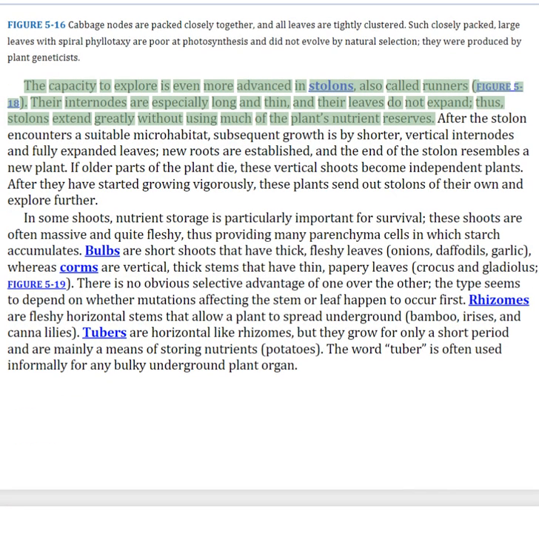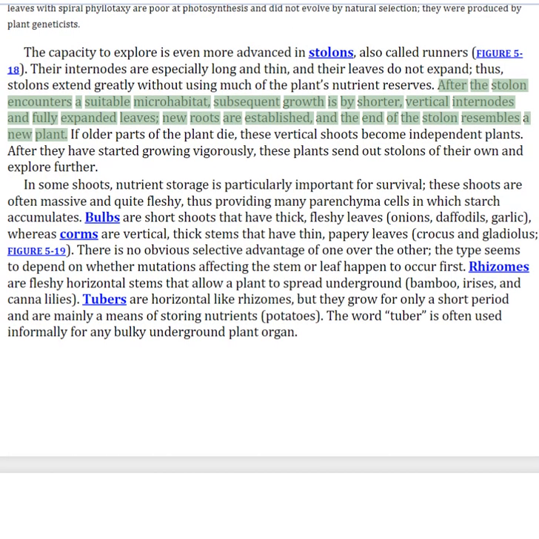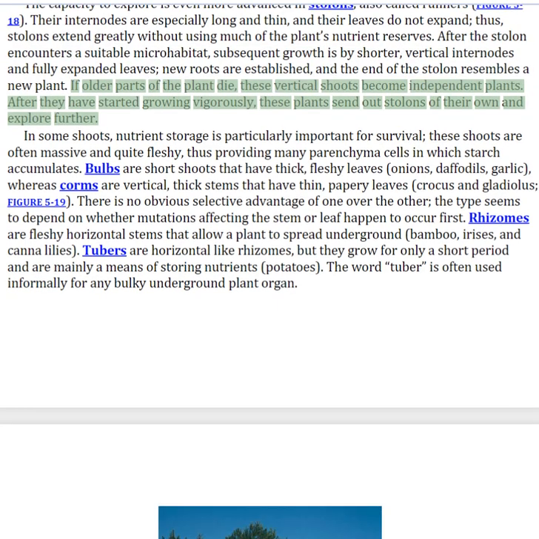The capacity to explore is even more advanced in stolons, also called runners. Their internodes are especially long and thin, and their leaves do not expand, thus, stolons extend greatly without using much of the plant's nutrient reserves. After the stolon encounters a suitable microhabitat, subsequent growth is by shorter, vertical internodes and fully expanded leaves, new roots are established, and the end of the stolon resembles a new plant. If older parts of the plant die, these vertical shoots become independent plants. After they have started growing vigorously, these plants send out stolons of their own and explore further.